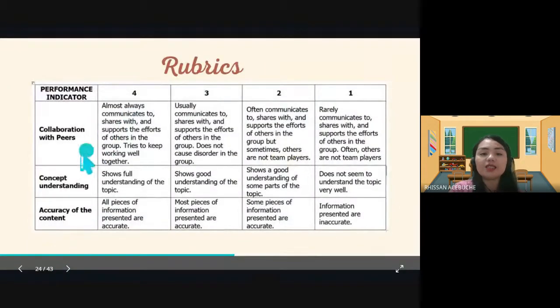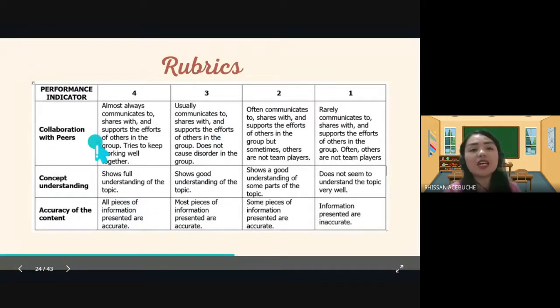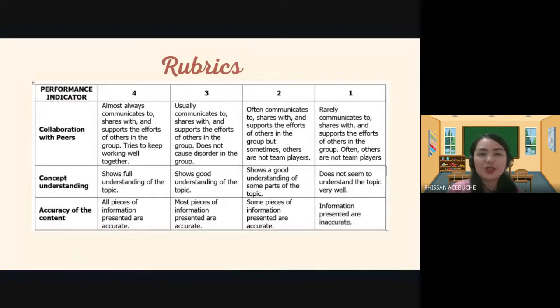So how will you be graded? How will you be assessed in your groups? These are the performance indicators. Number one, collaboration with your peers, concept understanding, and the accuracy of the content. This is also posted in the Google Classroom, so take a look at this rubric later to check what your score will be. If you get 12 over 12, that would be a perfect score for your group.